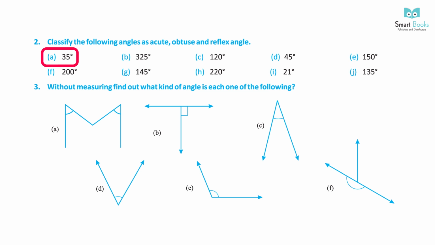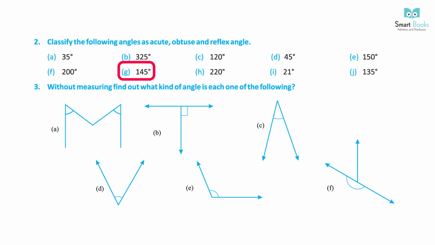A. 35 degrees. Solution. Acute angle. B. 325 degrees. Solution. Reflex angle. C. 120 degrees. Solution. Obtuse angle. D. 45 degrees. Solution. Acute angle. E. 150 degrees. Solution. Obtuse angle. F. 200 degrees. Solution. Reflex angle.